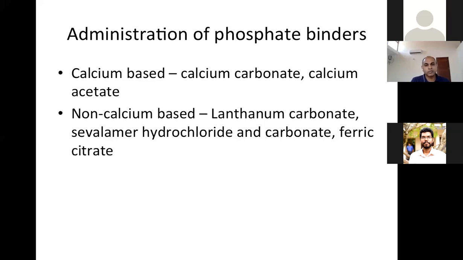There are a few types of non-calcium based phosphate binders. These are lanthanum carbonate, sevelamer hydrochloride and carbonate, and also, as I told you in an earlier slide, ferric citrate. These are some of the non-calcium based phosphate binders. You need to know the names of these, because these are available in Sri Lanka at the moment, and they are increasingly being used for patients with CKD having high phosphate level.